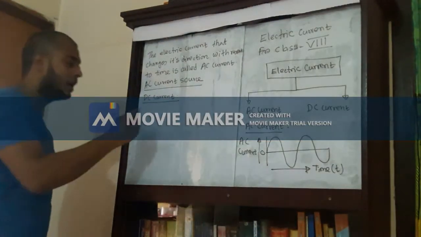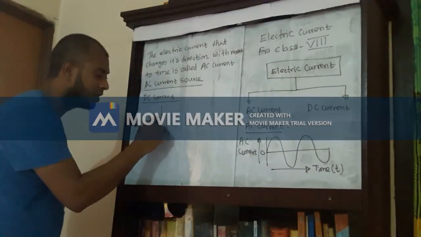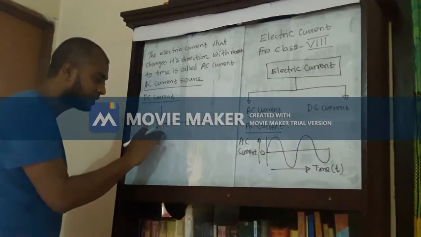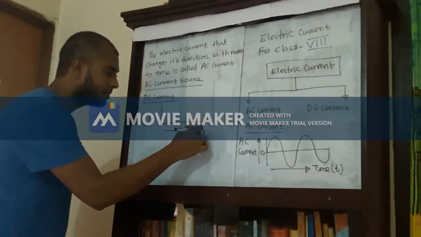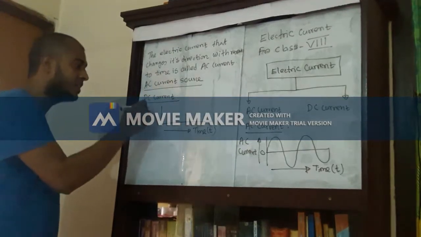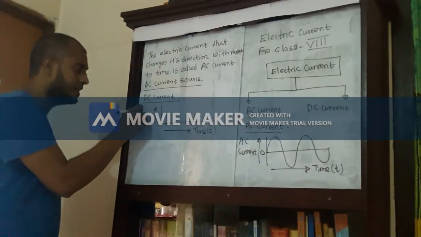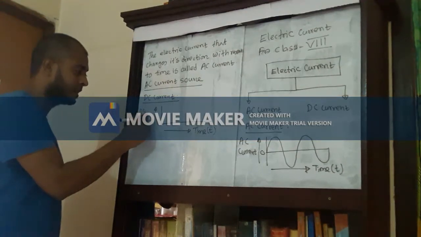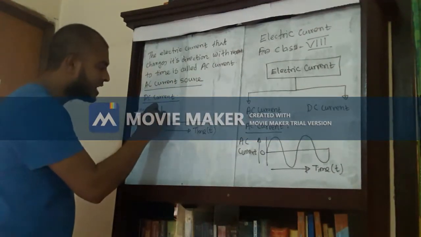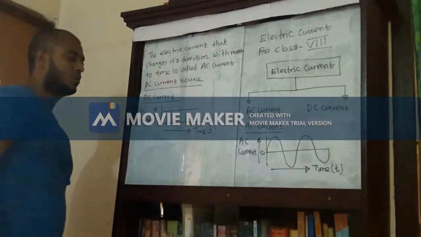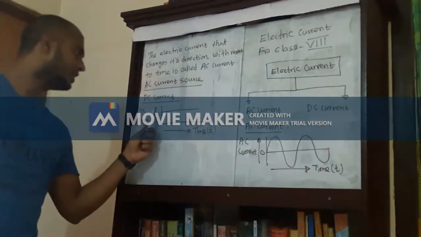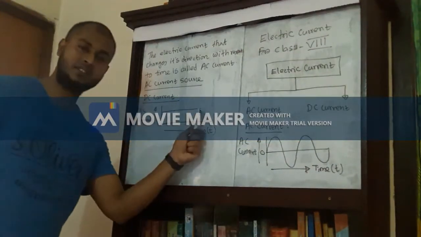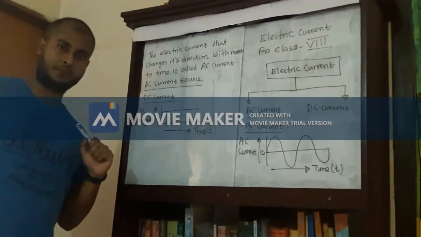For example, this is a graph of DC current. In this axis there is time t, and in this axis there is the DC current. So this DC current doesn't change its direction with time. With the flow of time, this DC current doesn't change its direction. It flows in the same straight line direction.